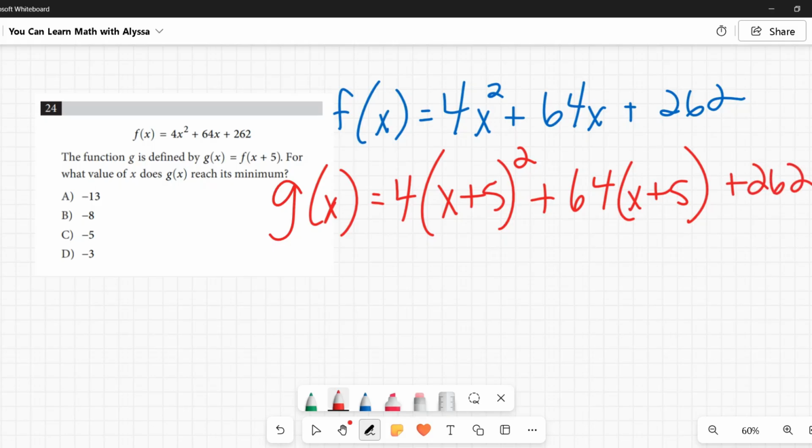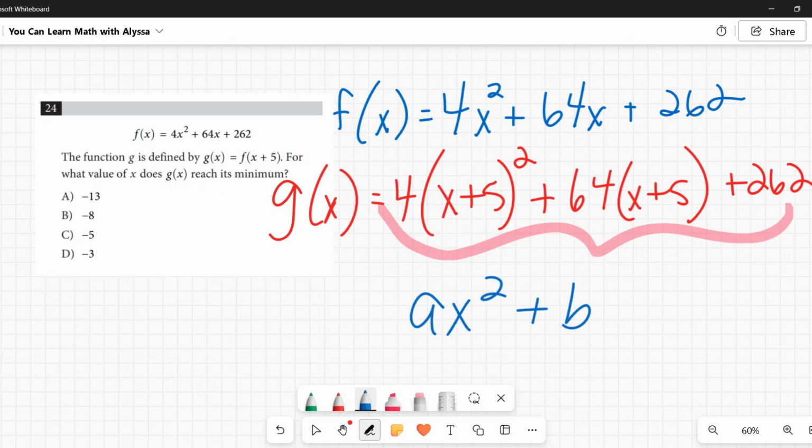Then we have to expand all that if we want to find the minimum, because that's our end goal. I'll let you know where I'm heading, not just what I'm doing. I am going to be combining all of this so I get to a quadratic that is in the form ax squared plus bx plus c, where a, b, and c are constants or numbers.